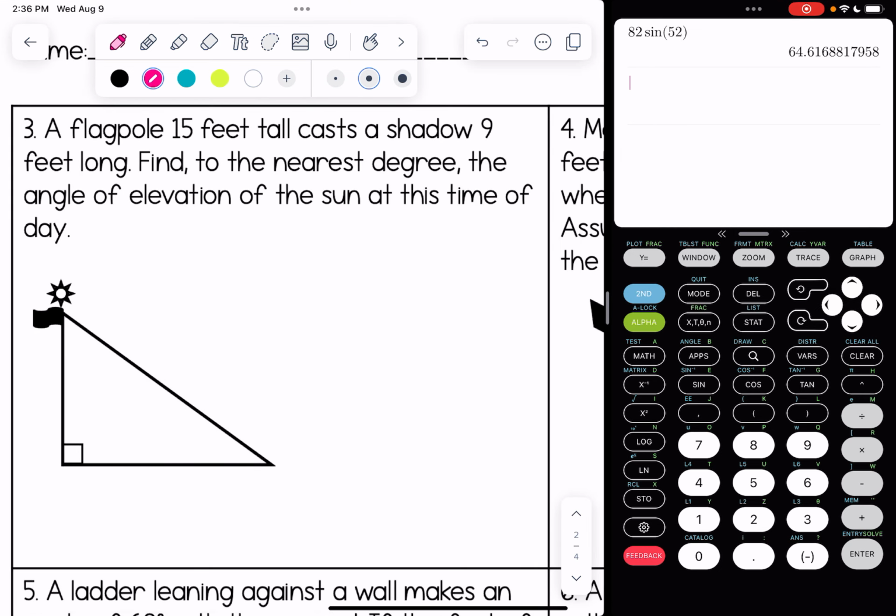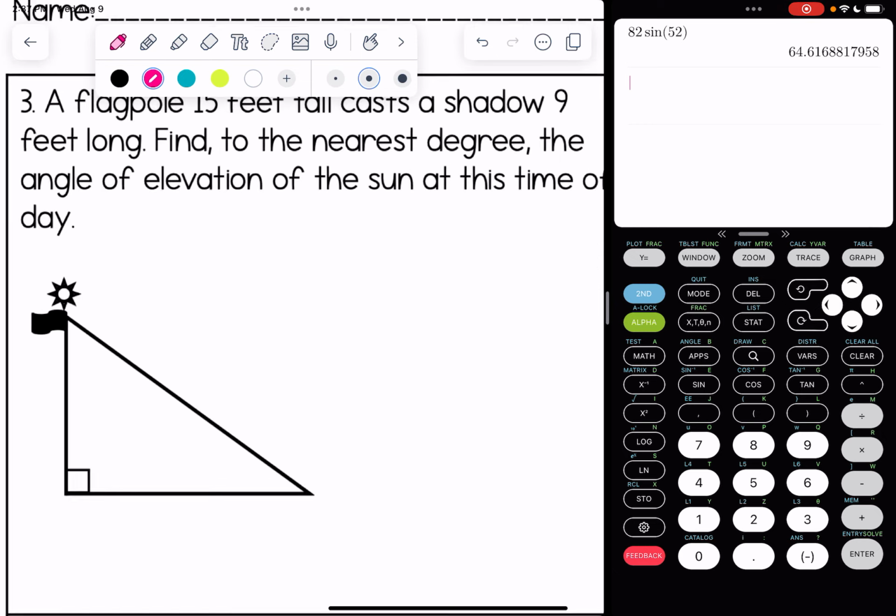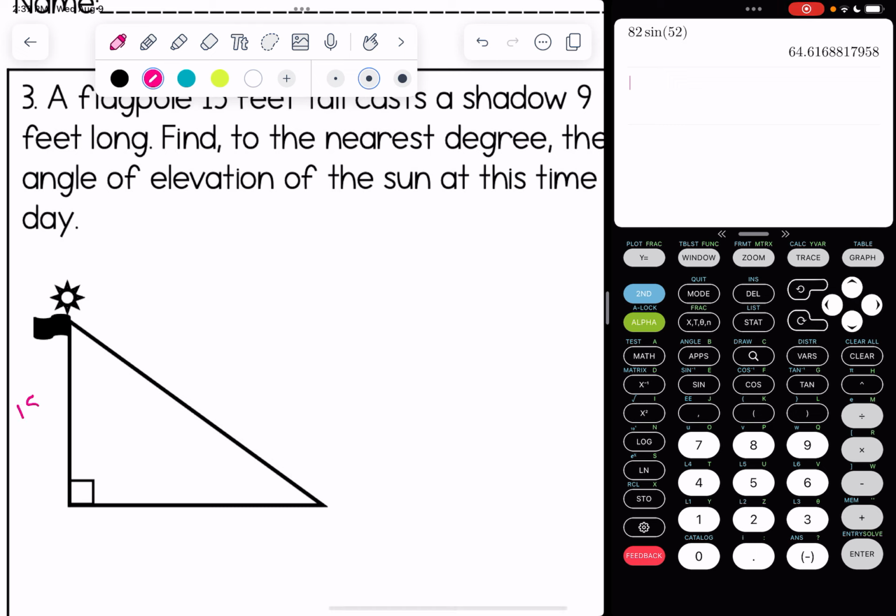Number 3. Okay, now we start to have diagrams kind of drawn for us. However, there's no numbers at all on the diagram. A flagpole 15 feet tall casts a shadow 9 feet long. Let's think about that for a second. If the flagpole is 15 feet tall, the height of it is 15. For a shadow, think about where do you see your shadow? You see it on the ground, so I know that this is going to be 9 down here.